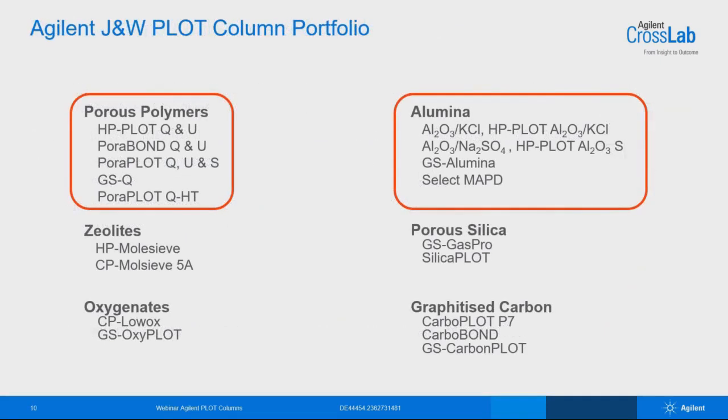Here we have an overview of all the PLOT columns in the Agilent GC column portfolio. It's quite a selection, and that's partly because of the merger of the HP, J&W and Chrompack portfolios. Put a red box around the alumina and porous polymer columns. They are by far the most popular PLOT columns. Alumina is used for hydrocarbon separations, and there are a number of different selectivity options there. For polymers, there are the non-polar Q and the polar U versions. Zeolites, silica and graphitized carbons are the other column category. And down on the left, the CP-LOX and the OxyPLOT. These are the PLOTs for the analysis of oxygenates.